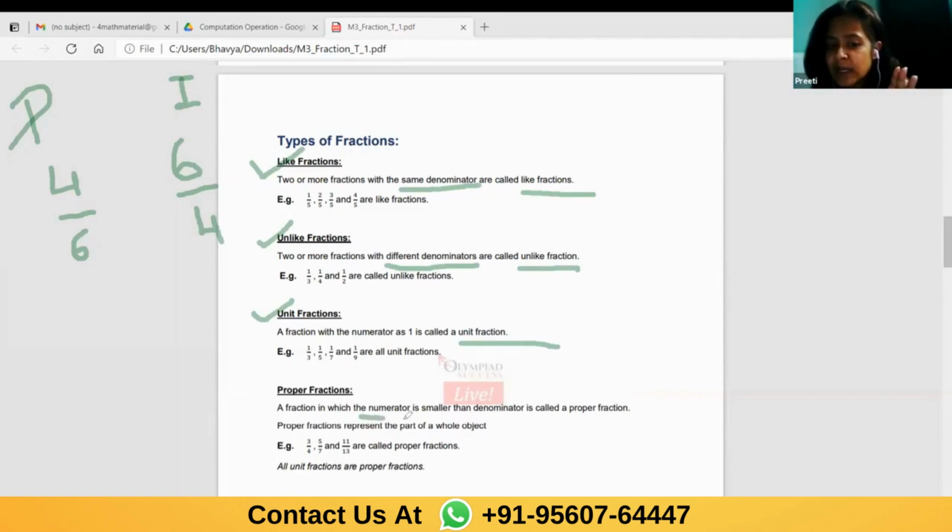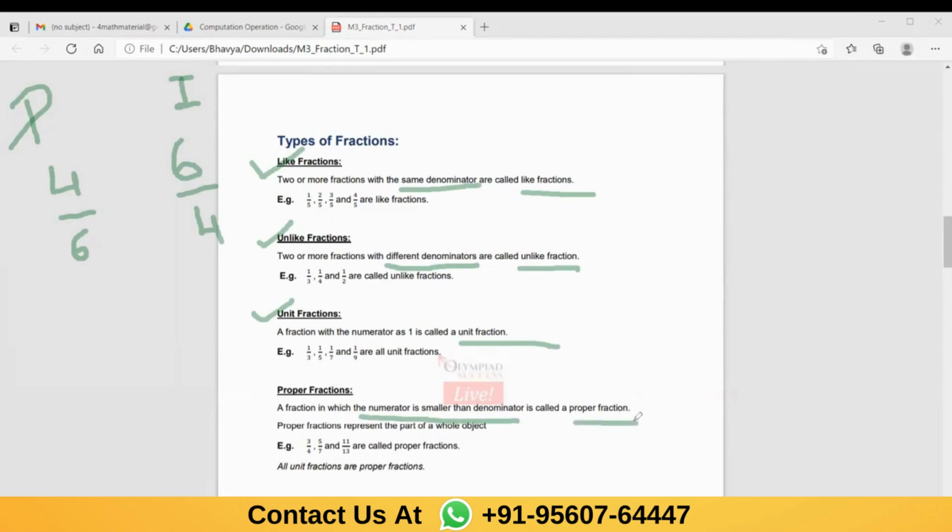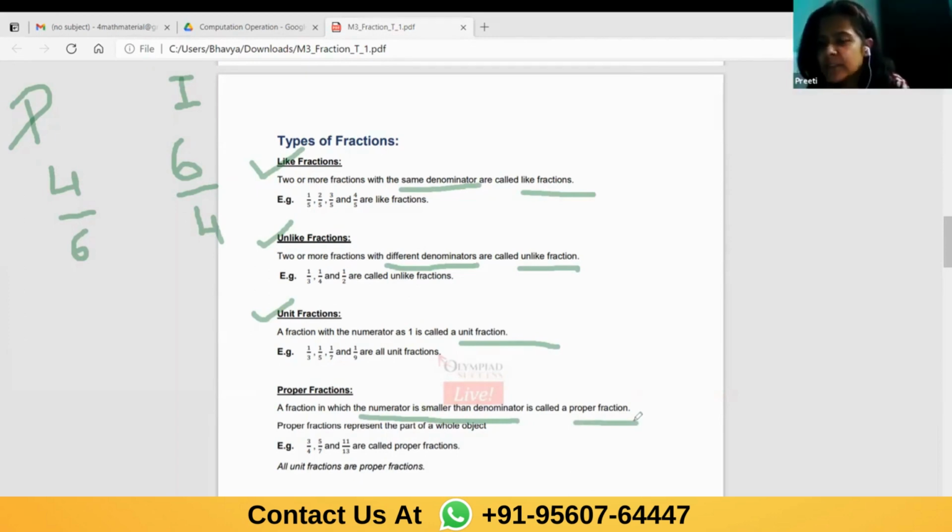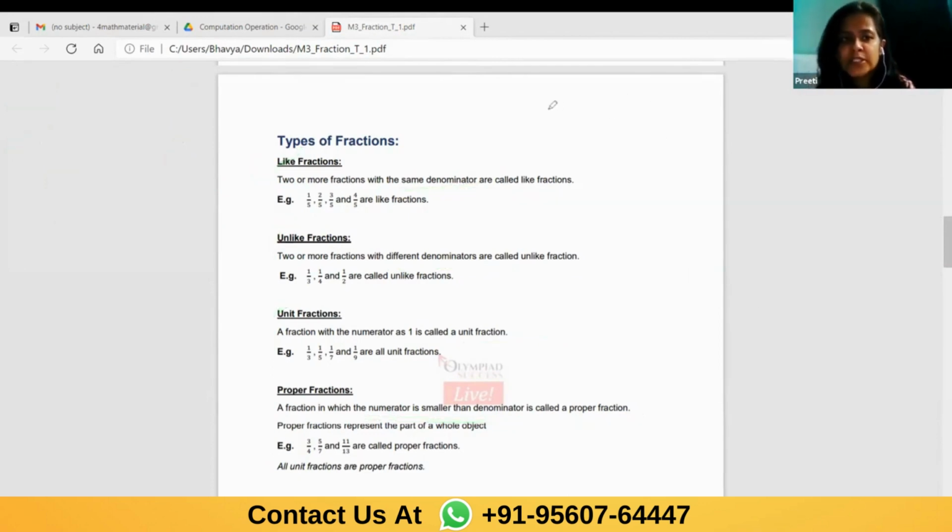Whenever the numerator in a fraction is smaller than the denominator, the fraction is a proper fraction. Ma'am, I have a question. One second, I'm just about to finish. And if your numerator is bigger than the denominator, then your fraction becomes an improper fraction.